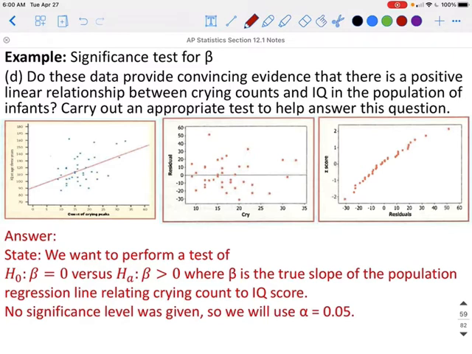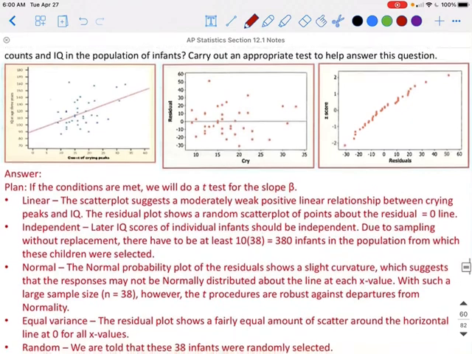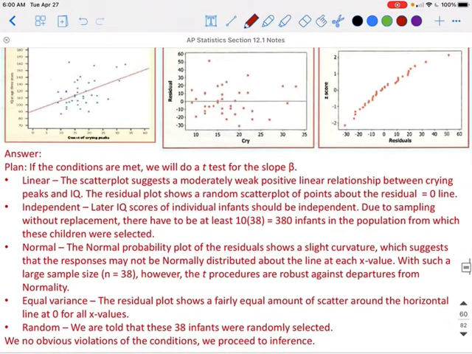Next is our plan. Remember, in the plan, you need to state what method you're going to use, and then you need to check your conditions. So if the conditions are met, we will do a t-test for the slope beta. Now, remember, we have a lot more conditions than we used to. Our first one is linear. The scatter plot suggests a moderately weak positive linear relationship between cry peaks and IQ. If we look at the residual plot, which is the second graph, it shows a random scatter of points about the residual equals 0 line.